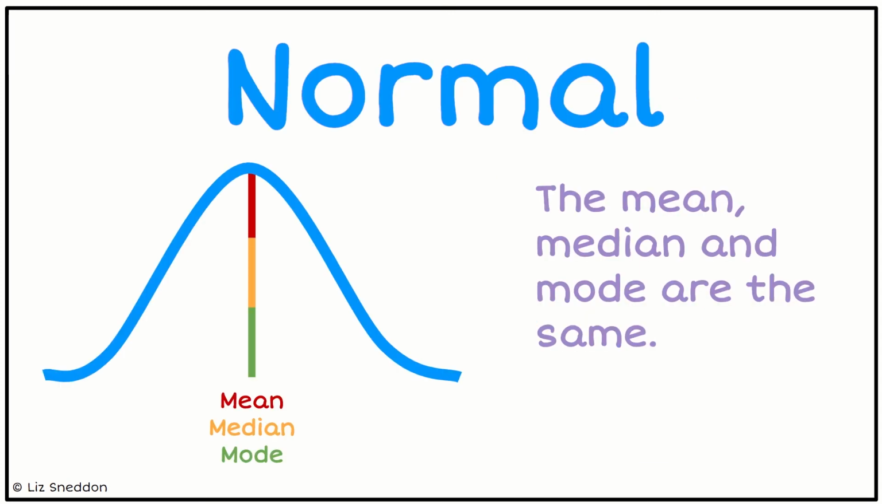So let's start by thinking about the shapes of our distributions. If we've got a normally distributed shape, so a lovely bell-shaped curve, it's symmetric, all those good things, we will find that the mean, median and mode are all the same. And so in that case, in terms of the measures, we could use any of them. They're all good ways to measure the centre.